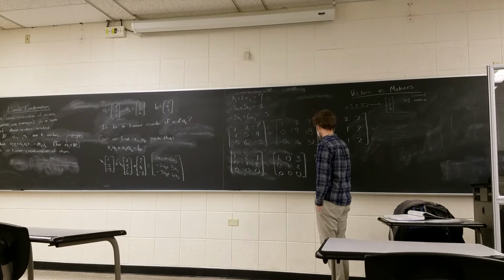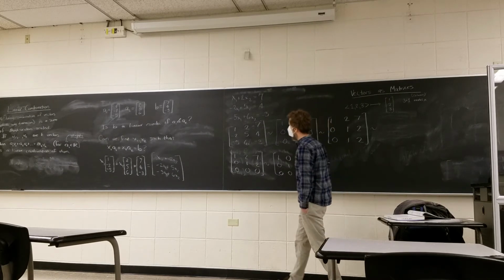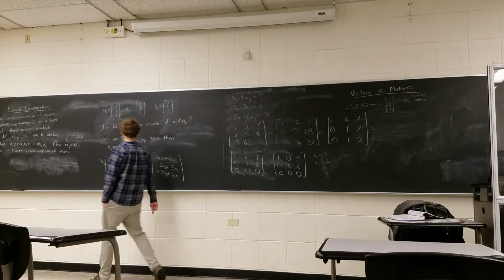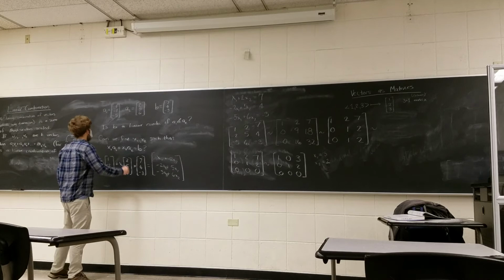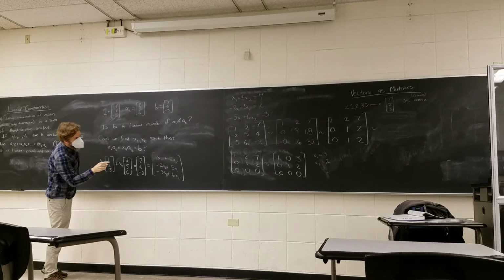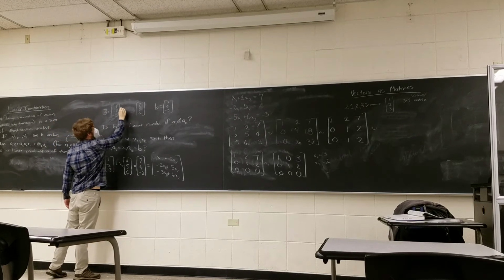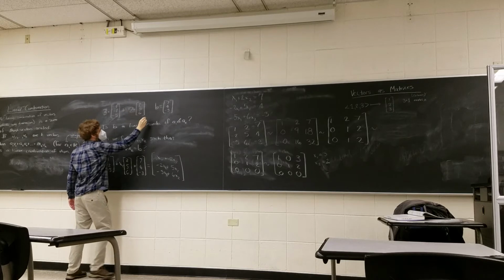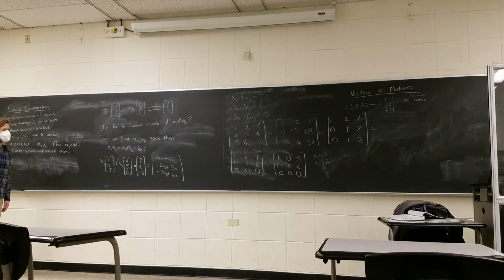Reading it off from the augmented matrix, x1 equals 3, x2 equals 2. And so what do we get? We get that 3 times this, plus 2 times this, equals that. And so it is a linear combination of those two.